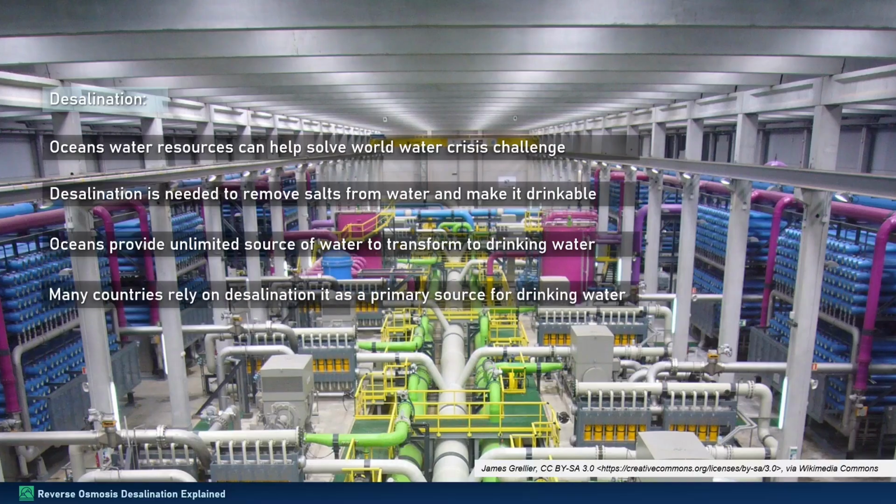And although desalination is energy intensive and only doable for coastal countries, it has saved many cities around the world from droughts, and many countries rely on it as a primary source for drinking water. In the next chapter, we will talk about the history of desalination and how much it's being used worldwide to solve the water stress problem.